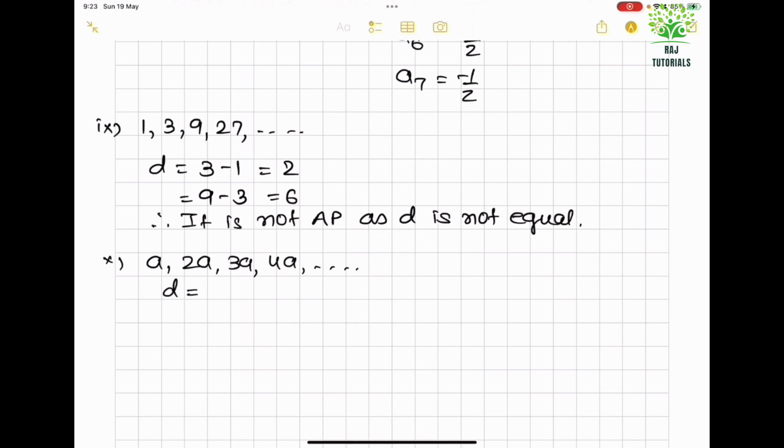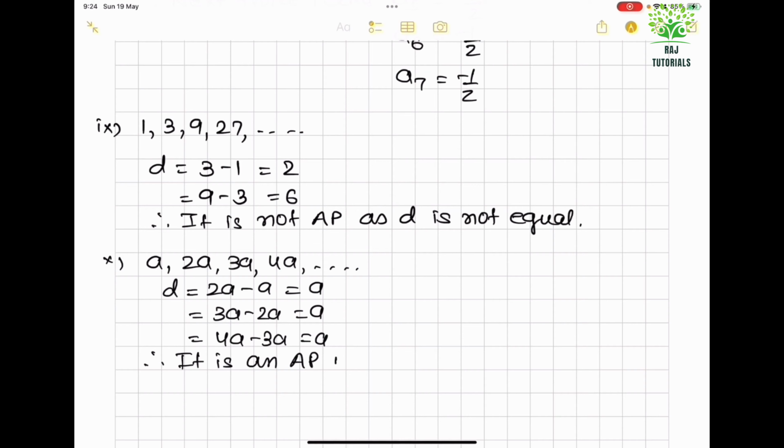So here D will be 2A minus A, that is A. 3A minus 2A, that is A. 4A minus 3A, that is A. Therefore, it is an AP with D equal to A.